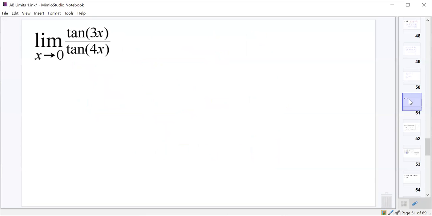So let's do one more. Looks like we got time for one more. Quit for today. Limit as x approaches 0 of tangent 3x over tangent 4x. It should be very similar to what we were doing with the one that was sine 4x over sine 10x, I think, after we split this up. Tangent of 3x over 1 times 1 over tan 4x. Perfect.